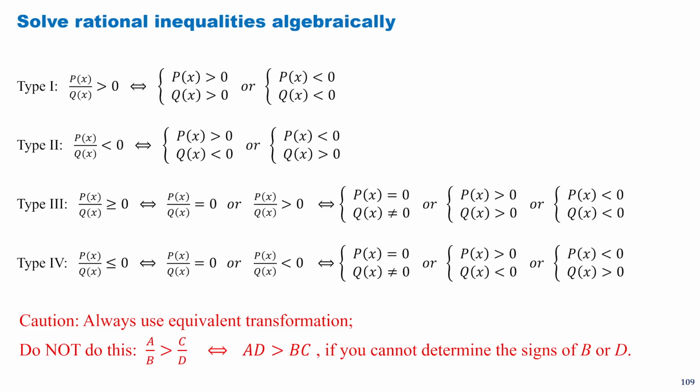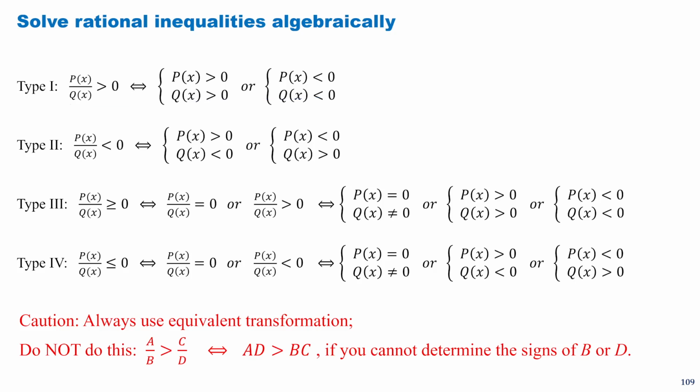Okay, so next let's have a look at how we can solve rational inequalities algebraically. So basically speaking, there are 4 types of rational inequalities. Either you could have p(x) over q(x) greater than 0 or less than 0, right? Or p(x) over q(x) greater than or equal to 0, or less than or equal to 0. So in the first 2 types, if you have a quotient that is greater than 0 or less than 0, this is equivalent to the signs of p(x) and q(x) being the same or different, right? You follow me?